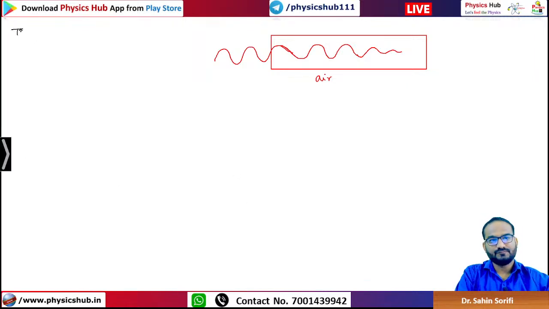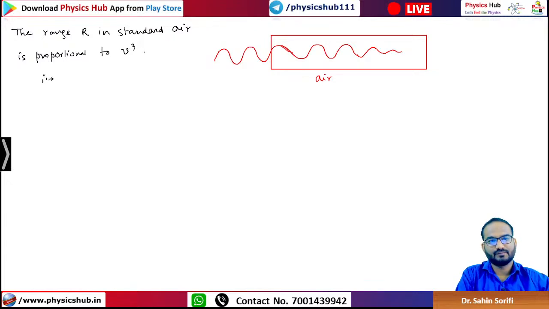See, the range R, in standard air, is proportional to V cube, the third power of velocity. That is range. This is not radius, okay, this is range.